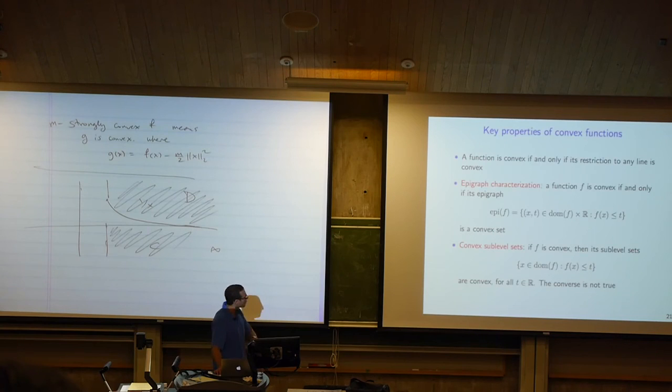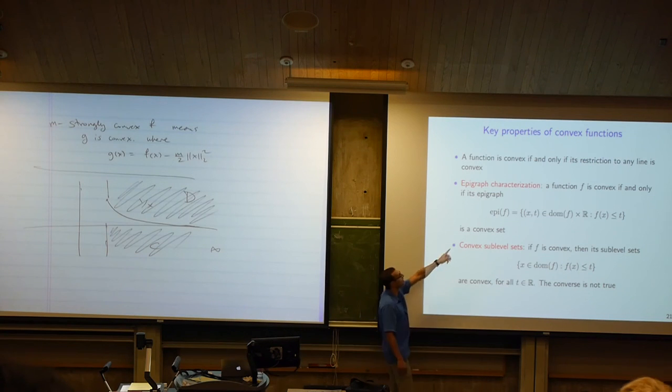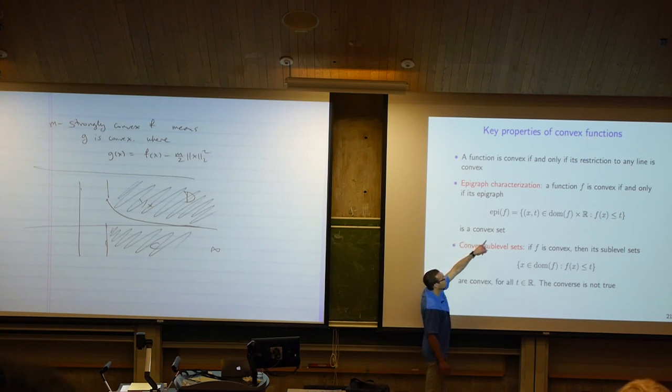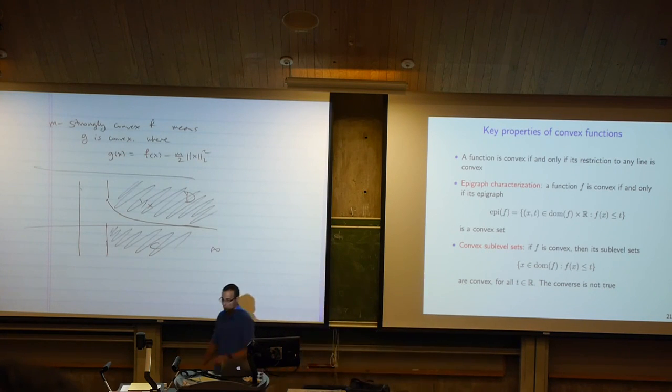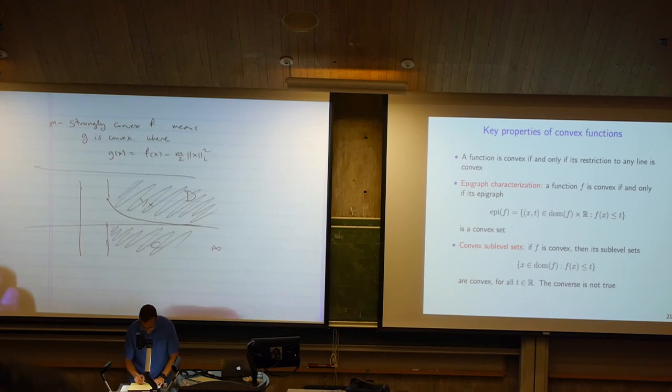Okay, getting towards the end of time. Key properties of convex functions. This is the connection between convex functions and convex sets. We can define for any function its epigraph. That's the set of all points x comma t such that f of x is less than or equal to t. Let's just think about the function 1 over x.